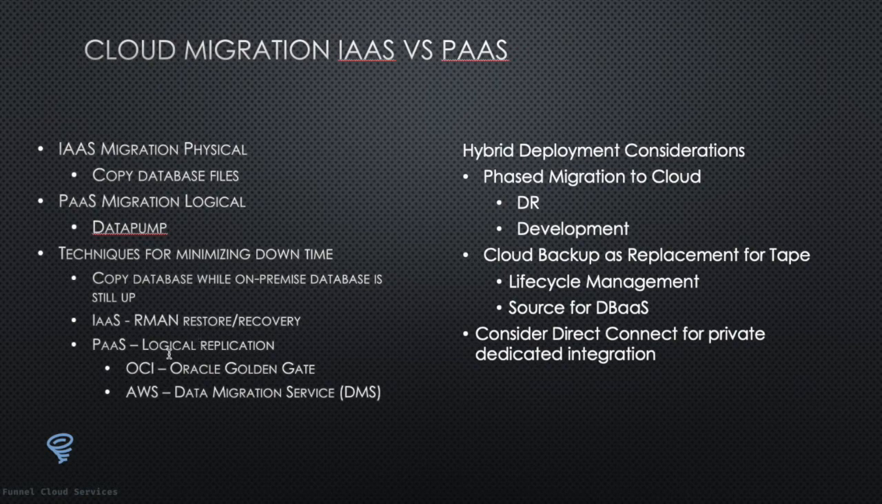If we were going to do that in a PaaS play, we're going to need to do the database import and then rely on logical replication. Logical replication would be GoldenGate in OCI, or AWS has a Data Migration Service, which is kind of an interesting play. DMS allows you to migrate data up, and there's no software cost, so it's just the runtime cost while you're keeping the data in sync. For these models, it's kind of nice.